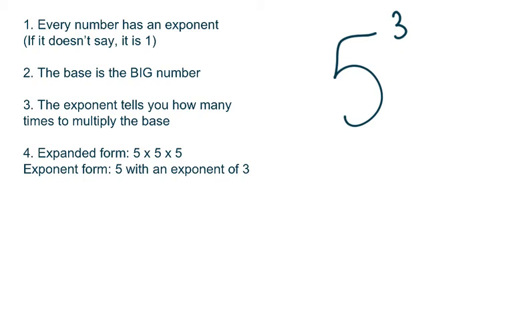So this is a recap of everything we've learned so far, and we're not done yet. We're almost there, but we're going to keep going through this real quick. Let's just review, and this is something I would have you write down, so you might want to use this on your quiz or on your test. So number one, every number has an exponent. If it doesn't say, it's a 1. So even this 1 right here has an exponent of 1.